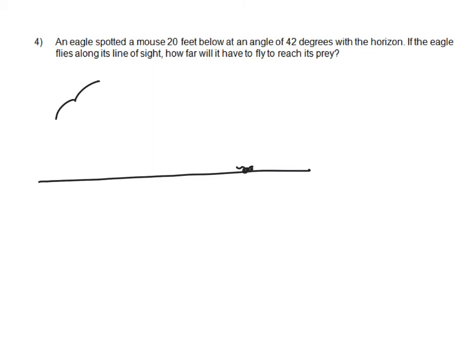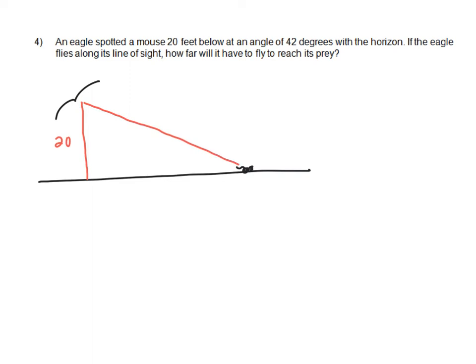So the eagle spotted the mouse 20 feet below. That 20 feet below is a little bit tricky. What we're saying is that that's how high up the eagle is flying. So the eagle is 20 feet above the ground. It doesn't mean that it's 20 feet from the mouse. That's actually what we're trying to figure out. So an eagle spotted a mouse 20 feet below at an angle of 42 degrees with the horizon. So here's the eagle spotting the mouse. It says, oh, there's my lunch right there.